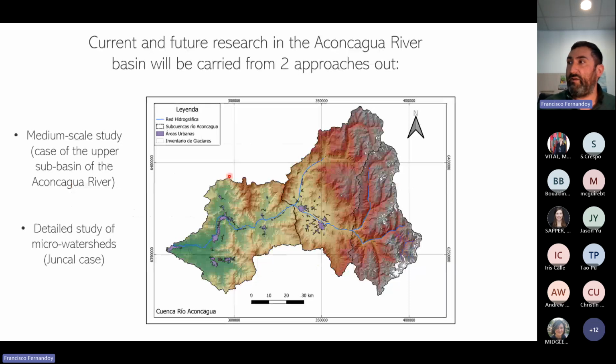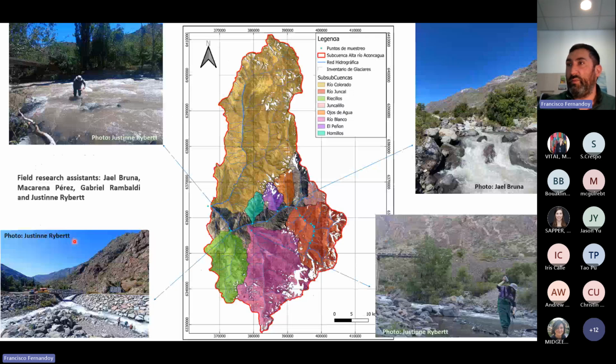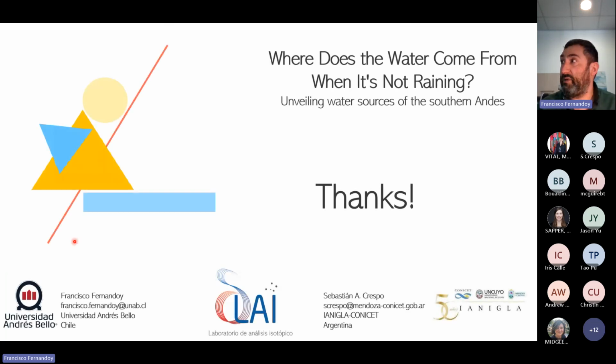So our plan now is to go into more detail and even to a micro scale for the studies in the next years. We have already started these field works, and we are now working on the analysis to try to identify in much more detail what is actually happening in these basins in the central part of Chile. So that is what is happening now, and that is what I wanted to share with you today.